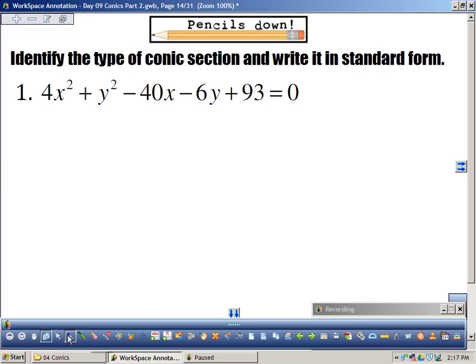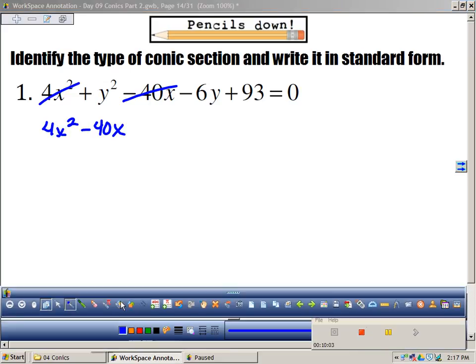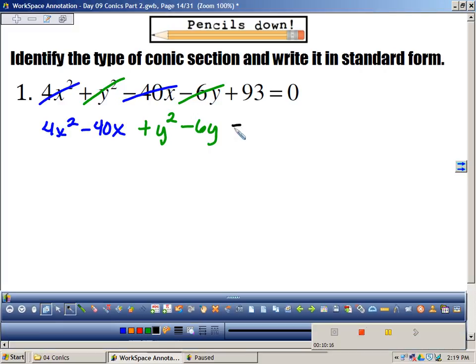So I'm going to start with this, and you guys are just going to watch what I do. Then I'm going to do another one. You're going to watch what I do, and then we're going to talk about it. Okay. So what I want to do is gather my x's first. There's that one. Minus 40x. There's that one. I'm going to complete the square with this. I'm just going to keep it here right now. Then I've got plus y squared minus 6y, and I'm going to put the 93 on the other side. Negative 93.